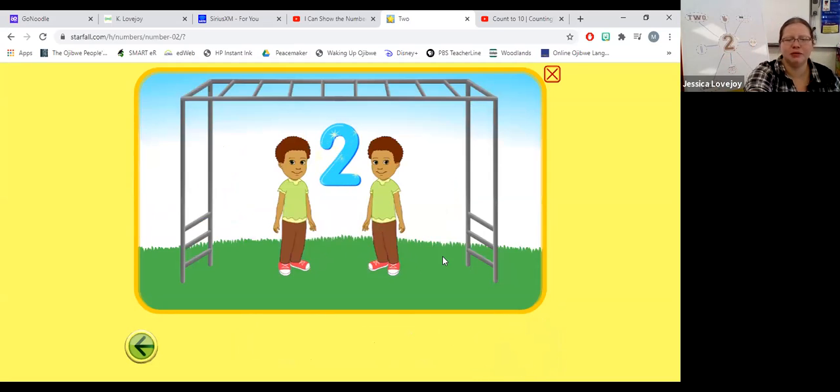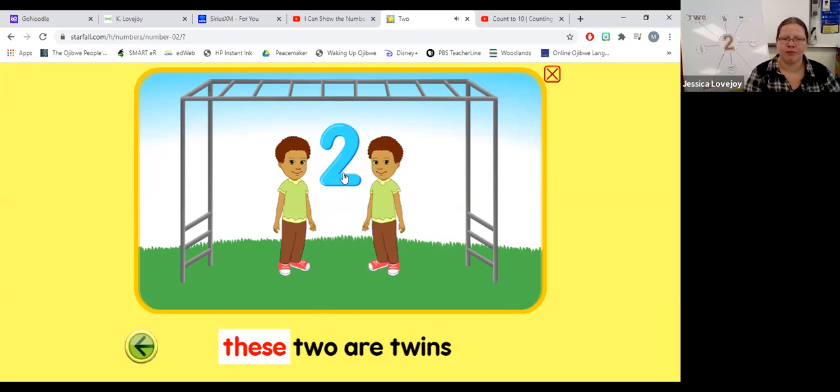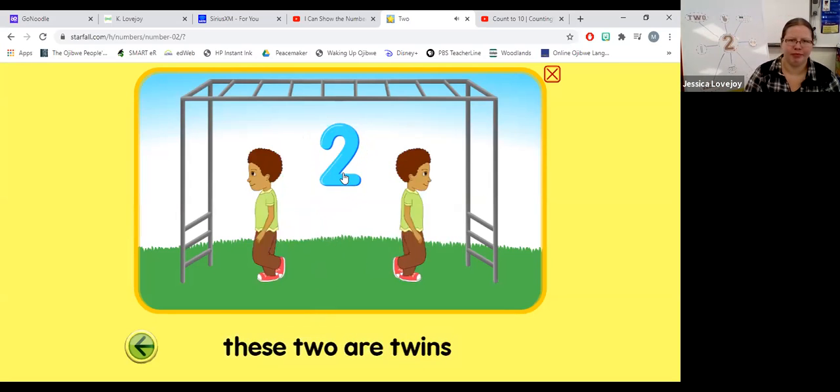What do you see right here that you can see 2 of? Yep, there's 2 kids. And when you have 2 kids like that, that are the same age and are brother and sister and were born at the same time, they're called twins. So when you have a twin, it means there's 2 of you. We have 2 sets of twins in our classroom. We have Lily and Danny, and we have Michaela and Nija. They are twins, means there's two of them. These two are twins.